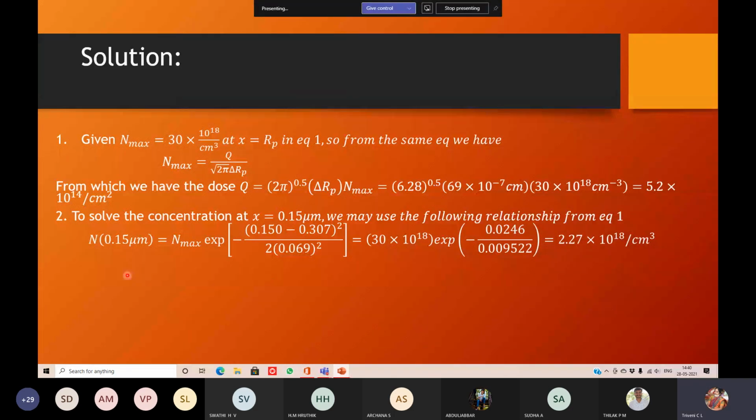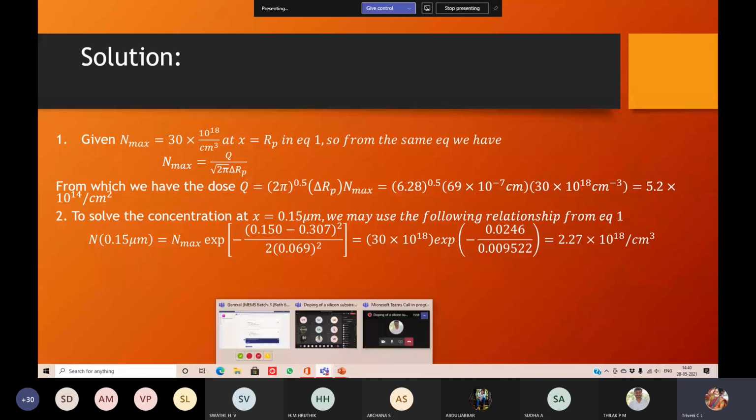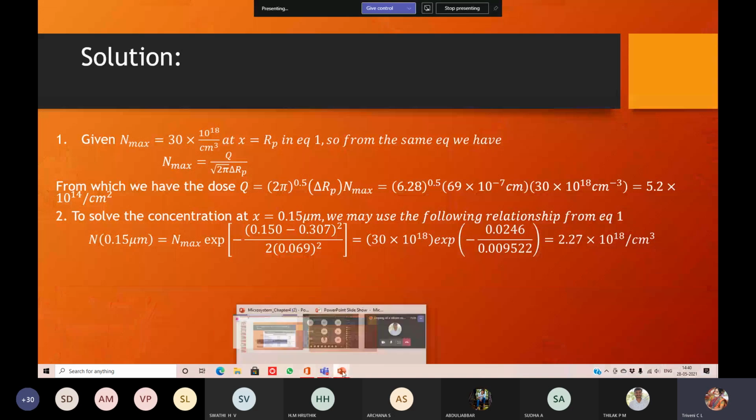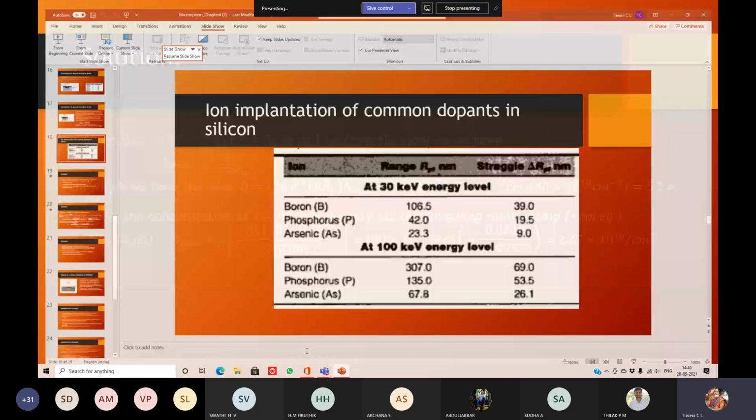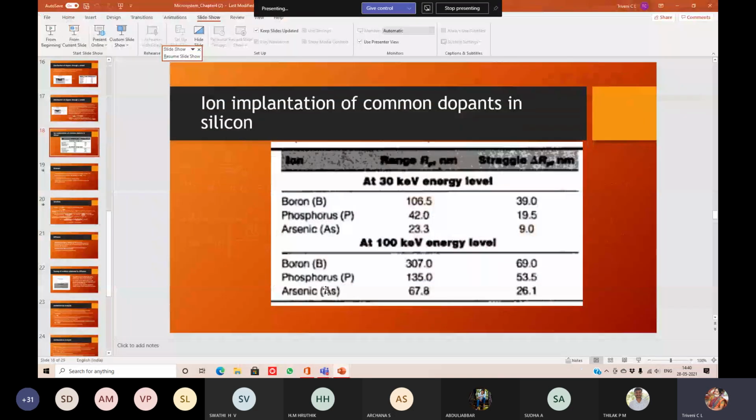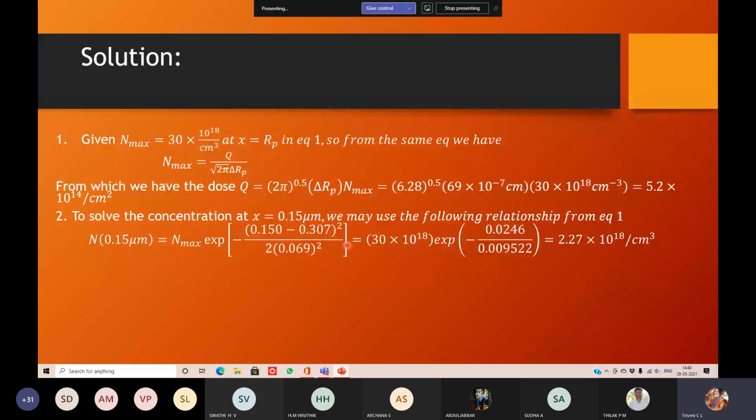So here you can see, we're taking 0.307. And the other one is 2 into 0.069. So this one is what? Delta Rp. If I see it here, the delta Rp is how much? Delta Rp is 69 nanometer here. So the same thing is being taken here also. So delta Rp is nothing but 0.069 micrometer here. That conversion is done in the form of meters. We will be converting here. So substitute N max, which is calculated here. The N max value is taken as 30 into 10 to the power of 18.